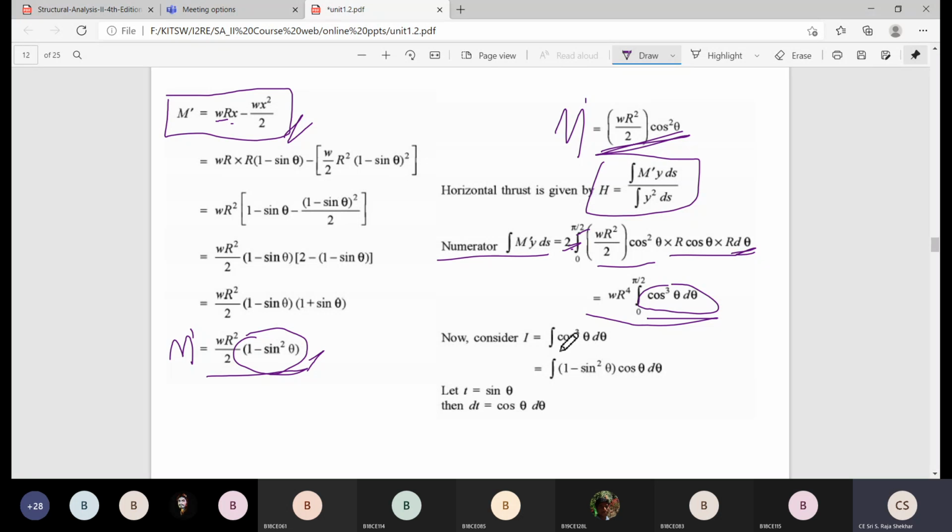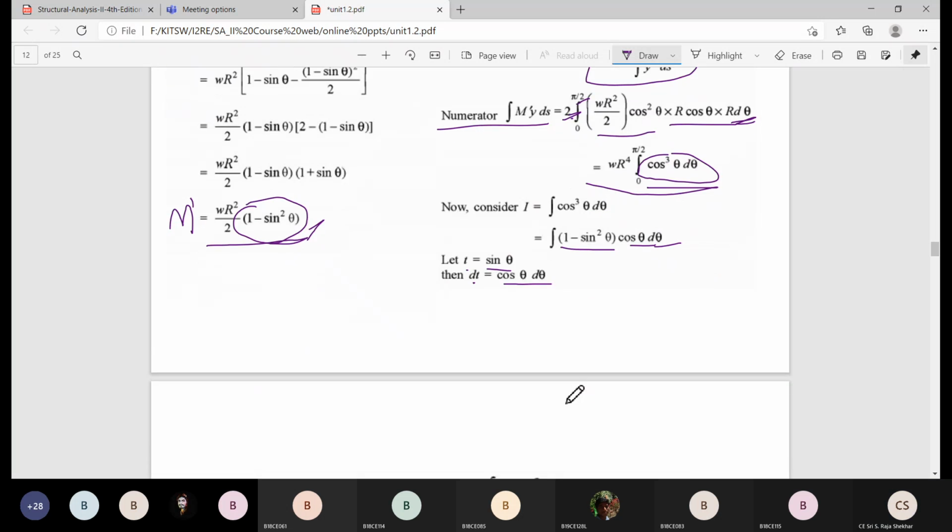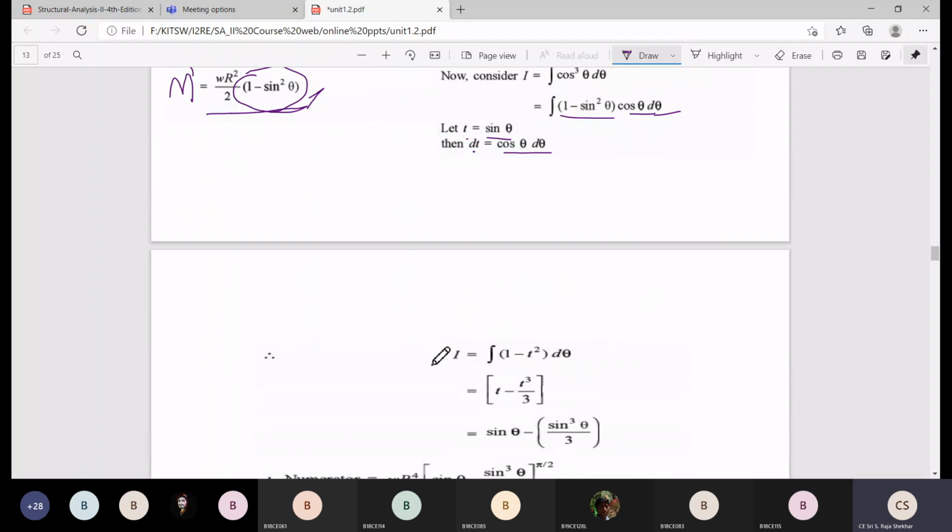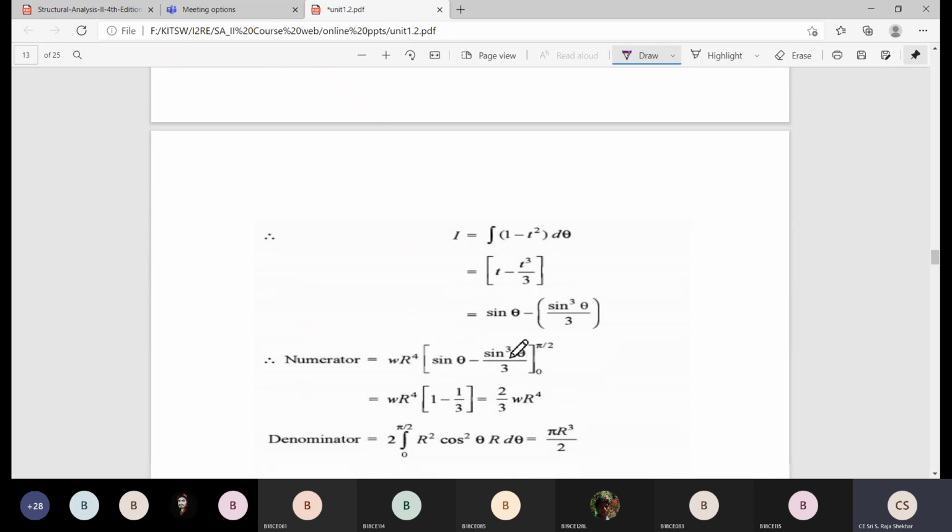So I is equal to the integration of cos cube theta into d theta, which I write as 1 minus sin square theta into cos theta d theta, that is cos square theta into cos theta. Substitute t in place of sin theta, so dt becomes cos theta into d theta. Substituting it, finally we get I is equal to the integration of 1 minus t square into dt.